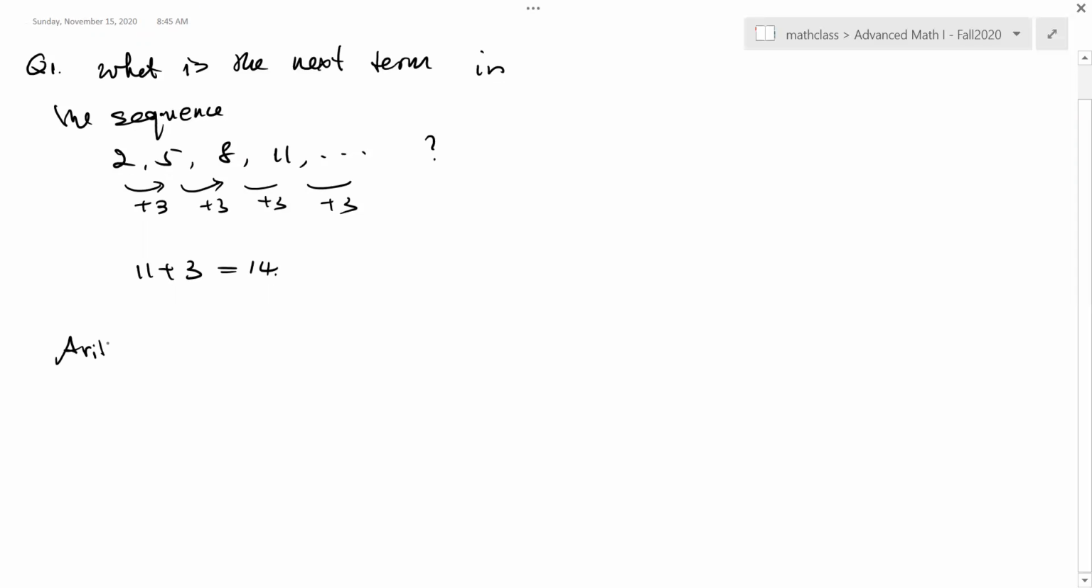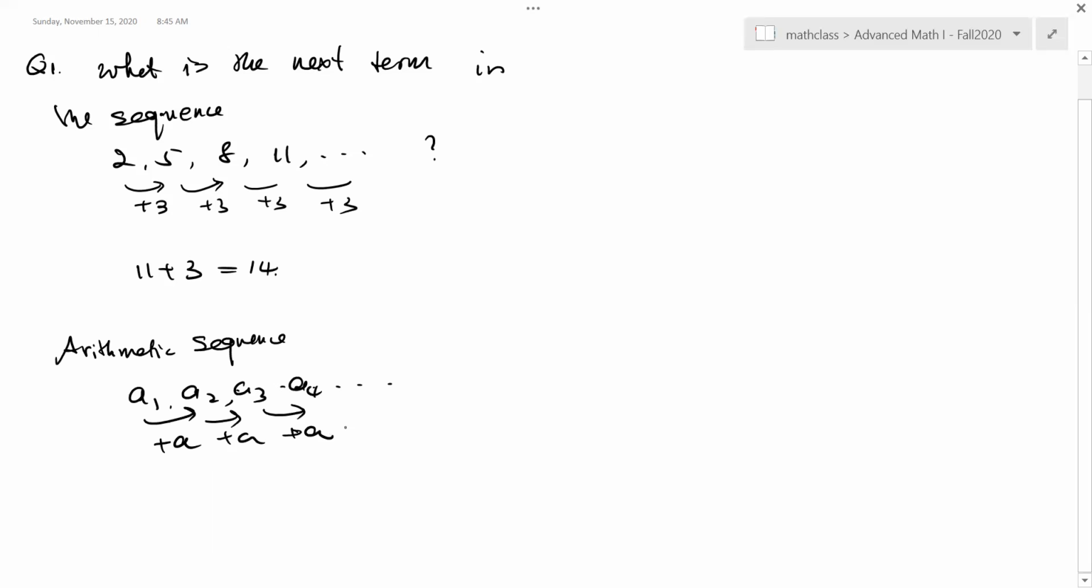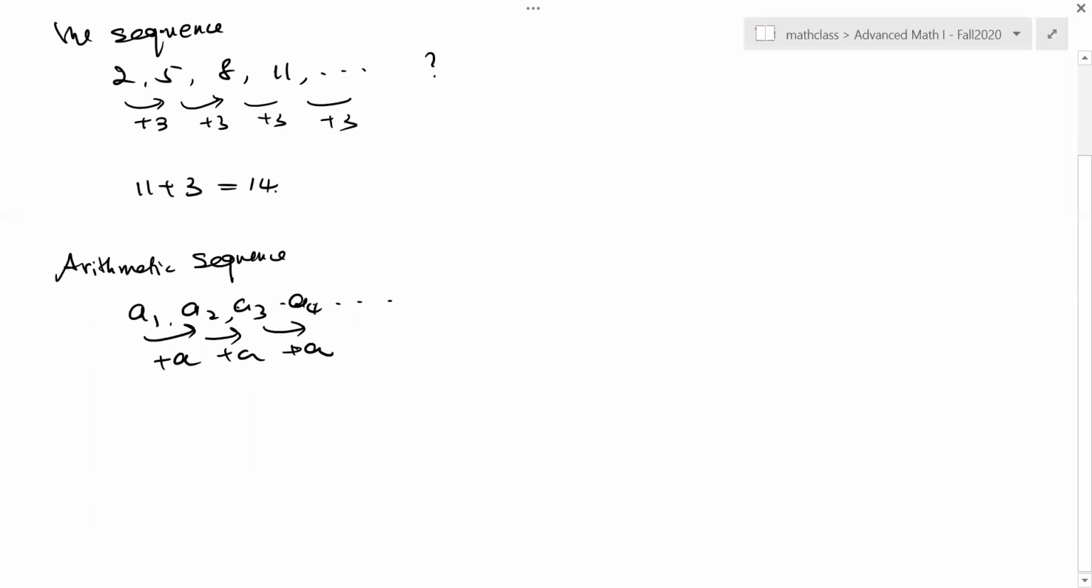So for an arithmetic sequence, if we have A1, A2, A3, and A4, to get each term you just add the same number to the previous term. So can we find a general formula for this? The general formula will be as follows.